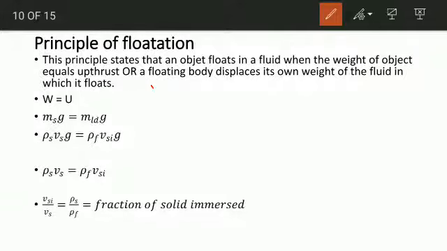Hello guys, in this video we are going to be looking at the principle of flotation.